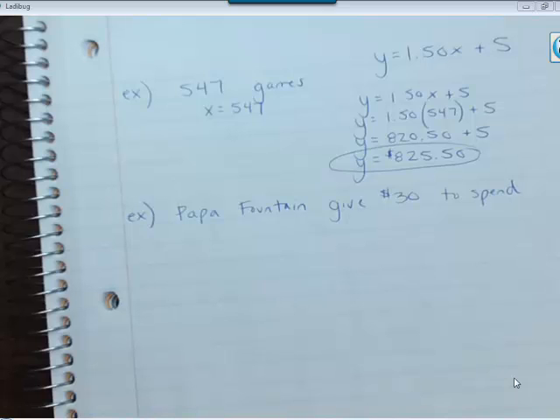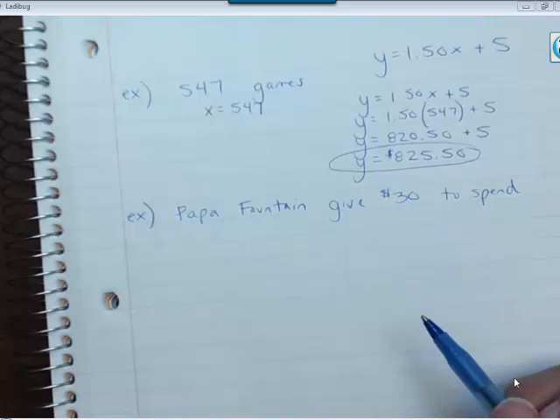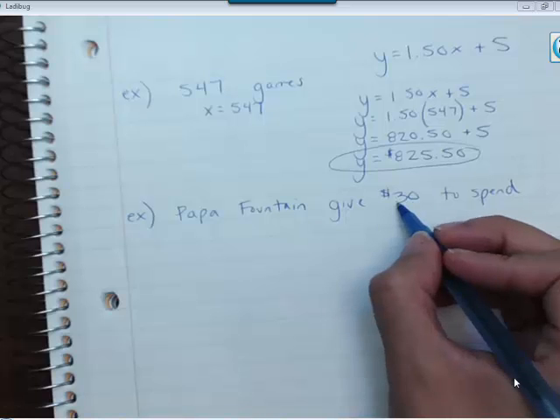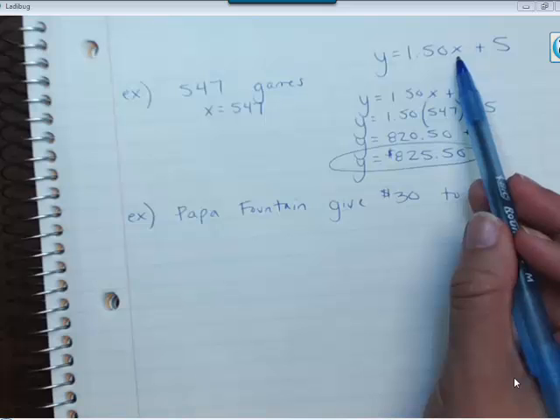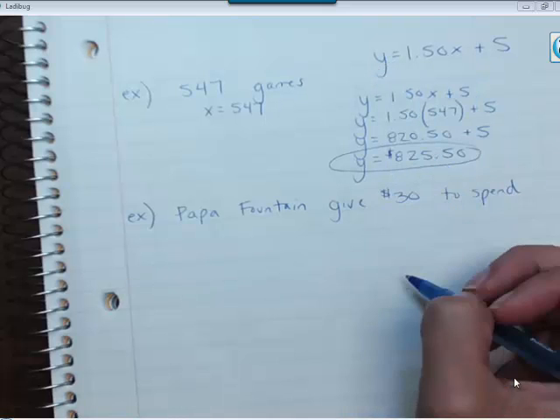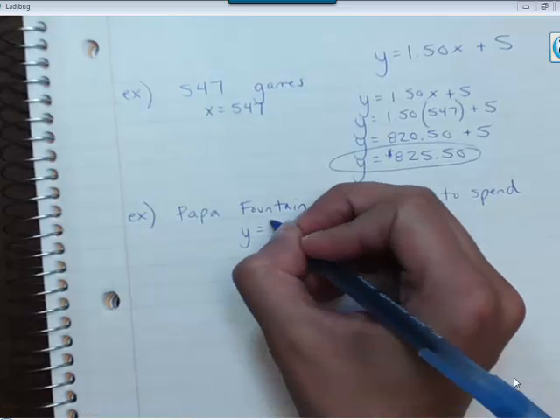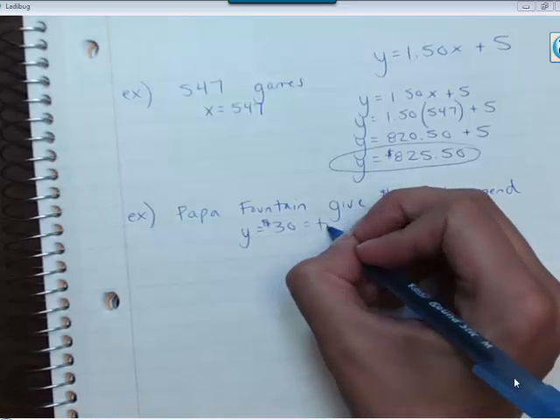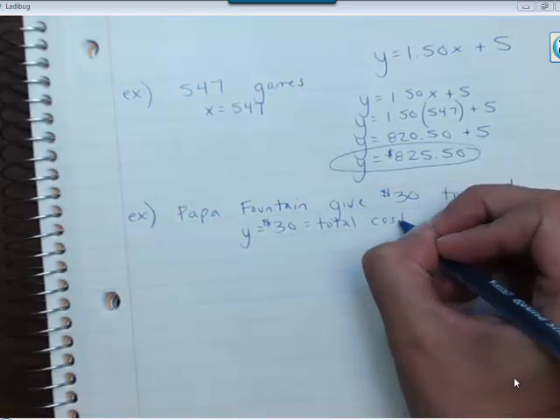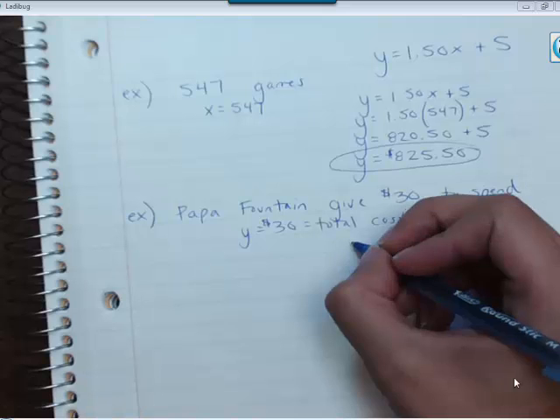So if this is the amount of money you have, you need to figure out how many games you can actually play. So is this going to be my X or my Y variable in this situation? Remember, X represents the number of games, Y is the total cost. If I only have $30 to spend, that's going to be my Y here. So now I'm figuring out how many games it could be without me spending more than $30. So if I have my equation again, Y is equal to 150x plus 5.